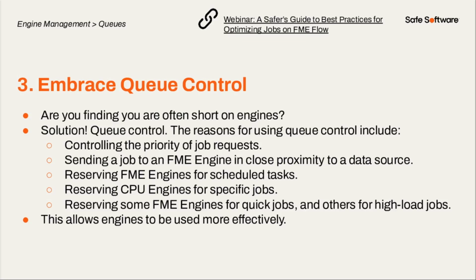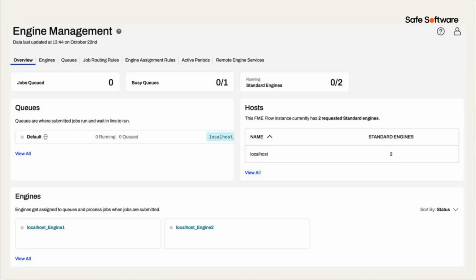You could offload those long running jobs to outside of your business hours, so you're not processing it during your working hours. There's lots of things you can do with queue control. And again, I have that best practices guide for optimizing jobs, and they really dive into queue control and show you how to set it up there.